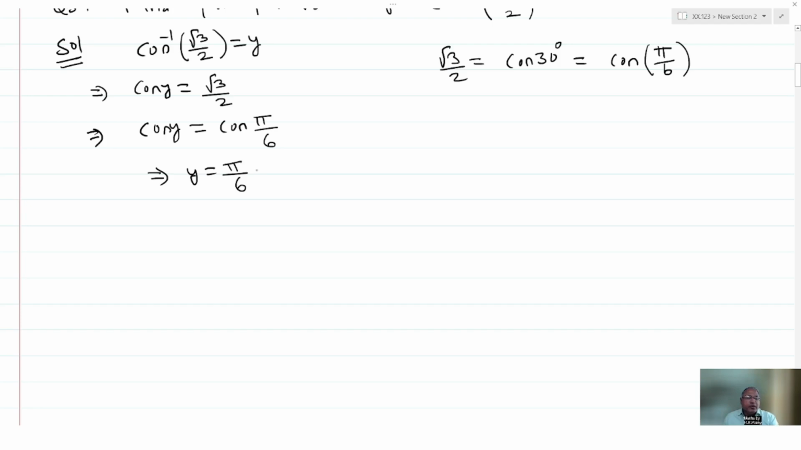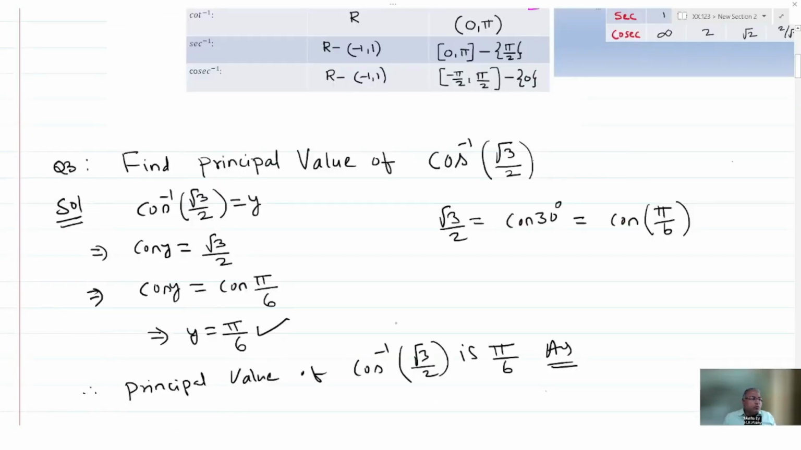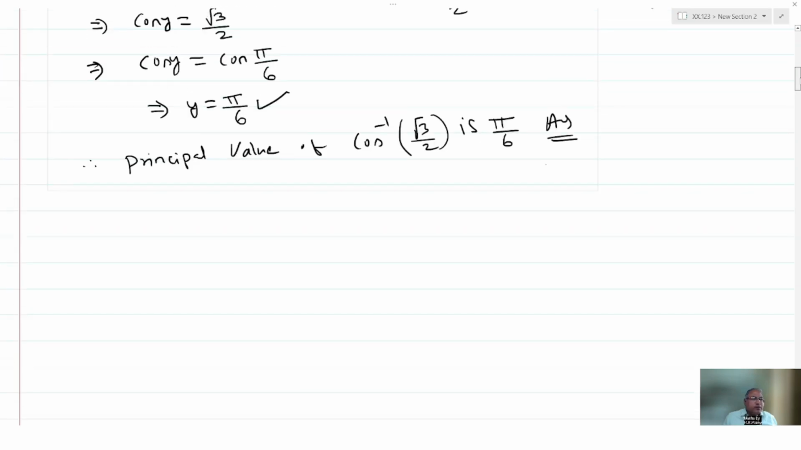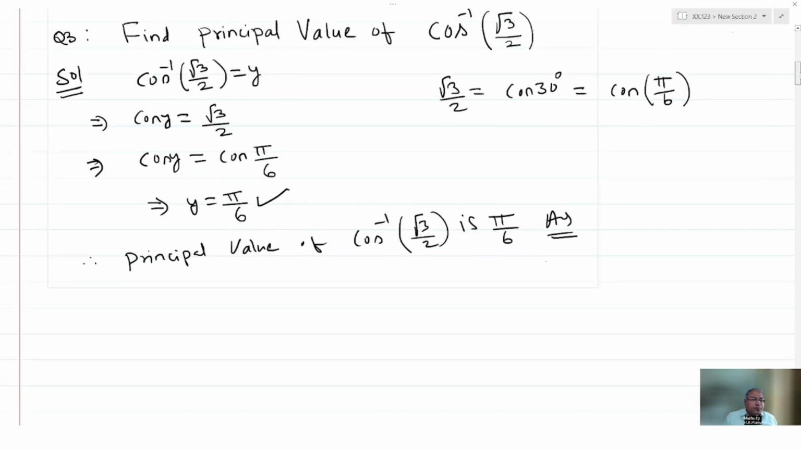So is it the principal value or not? For that you need to go back to the table for cos inverse function. The branch value is theta greater than or equal to 0, less than or equal to pi, that is the closed interval 0 to pi. So our result is pi by 6. This pi by 6 we can accept as the principal value. Therefore, the principal value of cos inverse of root 3 upon 2 is pi by 6, which is the required solution.